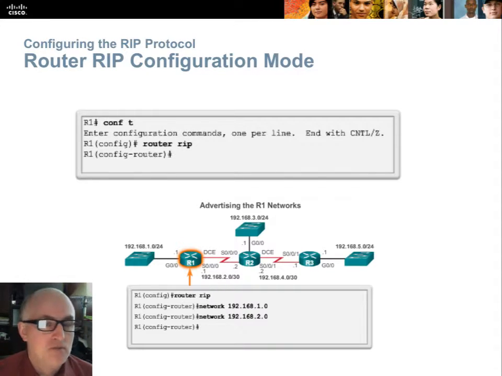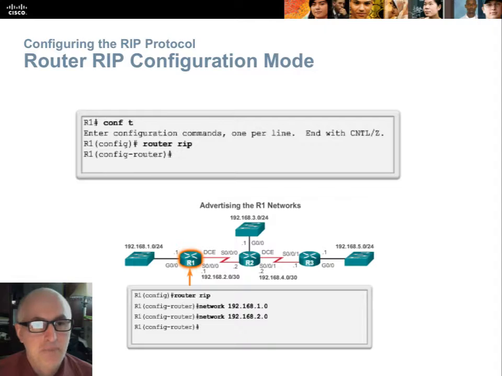This is backwards from static routes. We're not telling router one where the remote destinations are. We are telling router one which directly connected networks it is allowed to advertise to its neighbors. So for this class, that will always be every available network that's directly connected. So router two would have three network statements, one for the serial 0/0/0 link, one for the serial 0/0/1 link, and one for the gig 0/0 link.